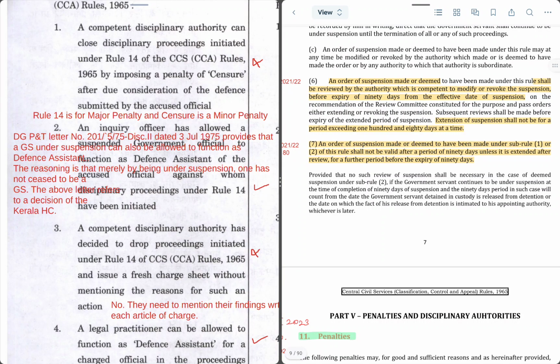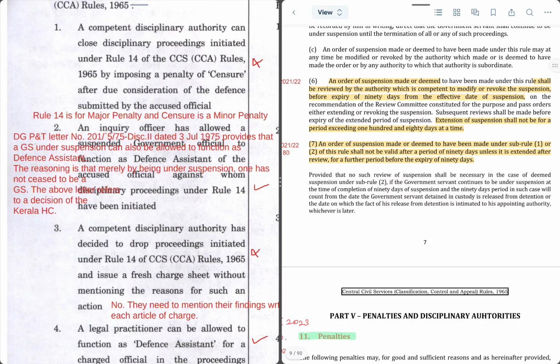Statement 2 says an inquiry officer has allowed a suspended government servant to function as defense assistant of accused official against whom disciplinary proceedings under Rule 14 have been initiated. Now this means that major penalty proceedings have been initiated against one government servant, and another government servant is acting as his defense assistant, and that government servant is himself suspended. So a suspended government servant is acting as defense assistant of another GS. So is it allowed or not?